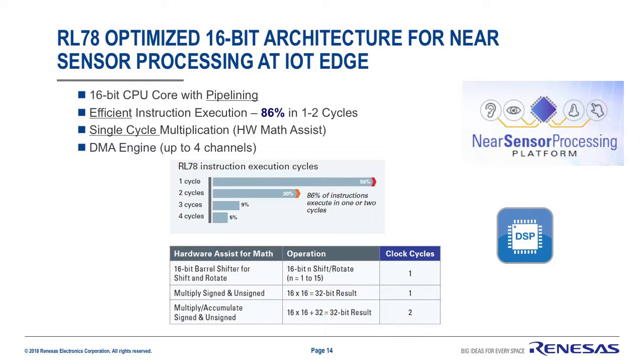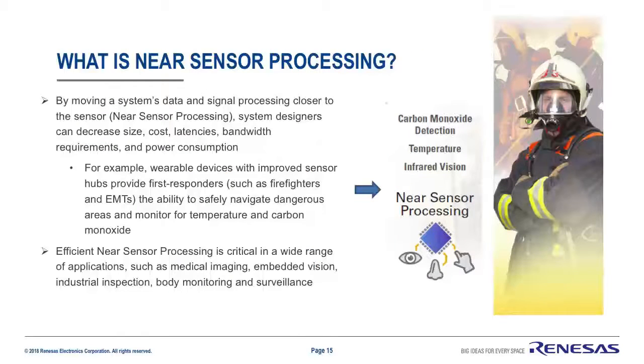Up to 4 independent DMA channels allow any peripheral data transfer, to or from RAM memory, in 2 clock cycles. However, some RL78 MCUs have DTC, or data transfer control, with more flexibility and more channels available for peripheral data function. Getting into the application side, what is near sensor processing?